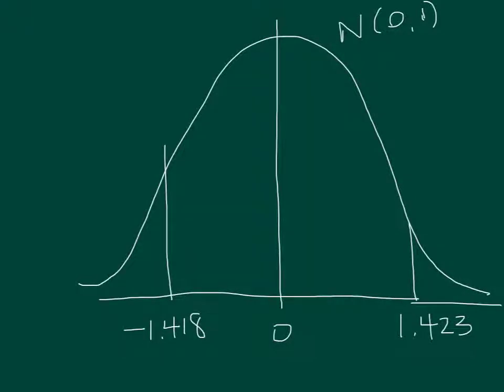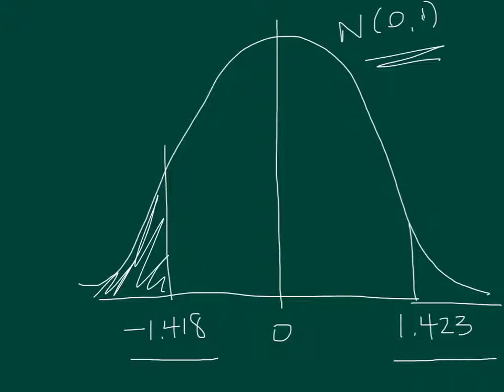For this question, you are asked to find the proportion of thermometers outside of the temperature reading of negative 1.418 to positive 1.423. And you're told you're on a standard normal curve. In other words, the mean is 0 and the standard deviation is 1. So what's outside of that interval is the stuff in the tails. And to figure out what is in those tails, we're going to use the normal CDF on your calculator.